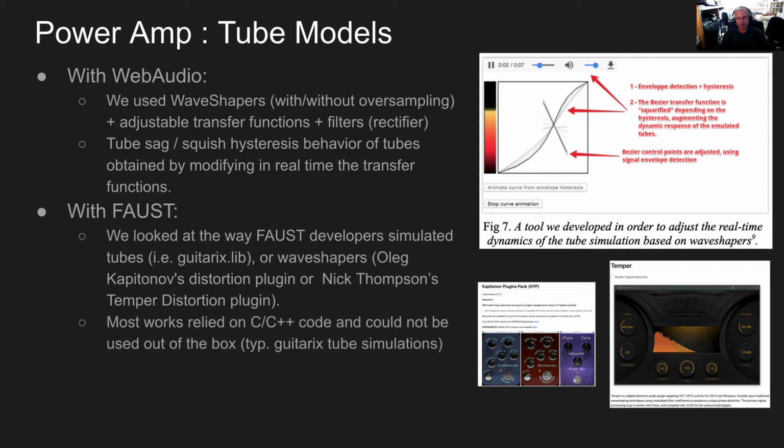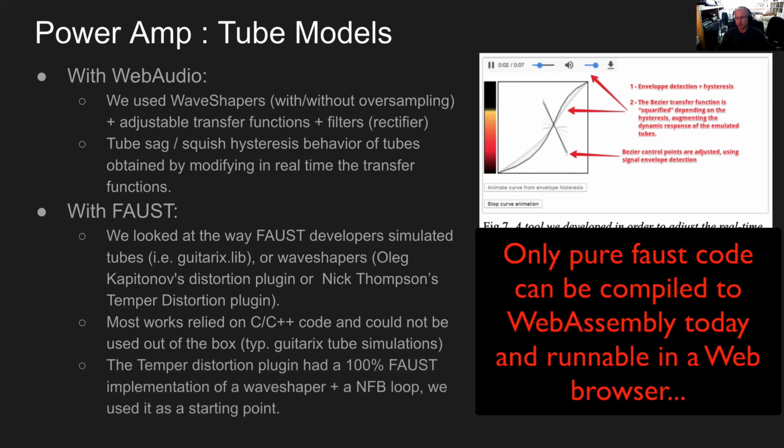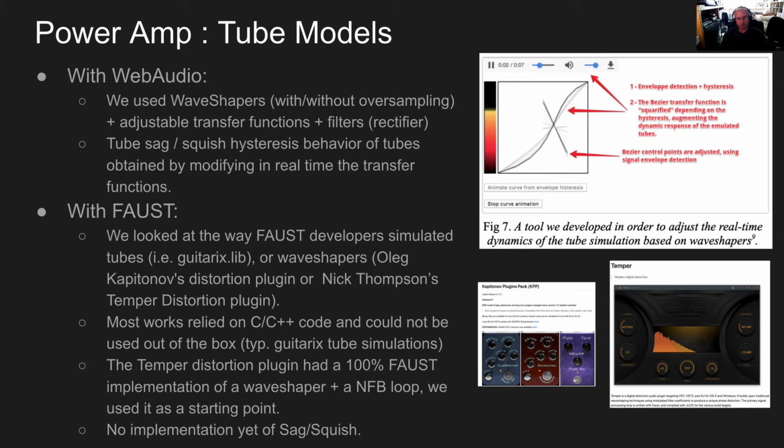But unfortunately, nearly all of these works used C and C++ tables for creating the transfer functions of the wave shapers. The only one that had a 100% FAUST implementation for the wave shaper and transfer functions was the Temper Distortion plugin. And it also used a negative feedback loop that was different from the one we needed, but it was a very good starting point. And none of the work we looked at had an implementation of the sag and squish behavior. That means the dynamic variation of the transfer functions that could simulate the temporal behavior of the tubes when they are loaded and when they are just releasing the current.